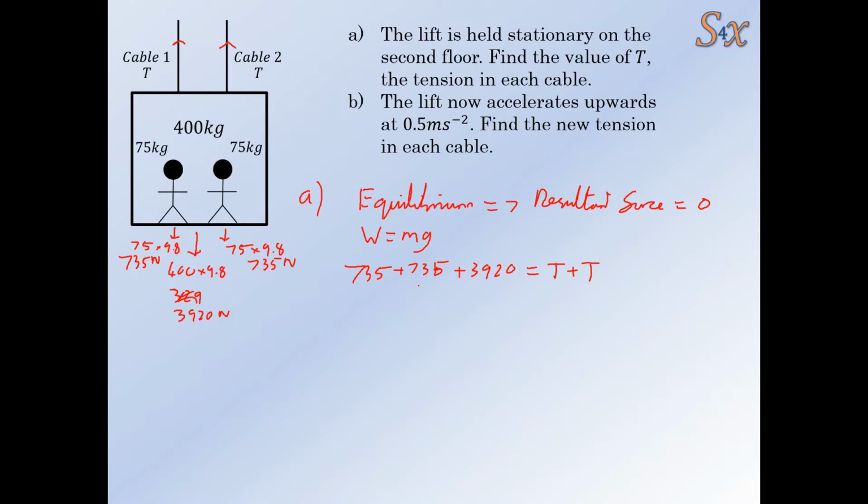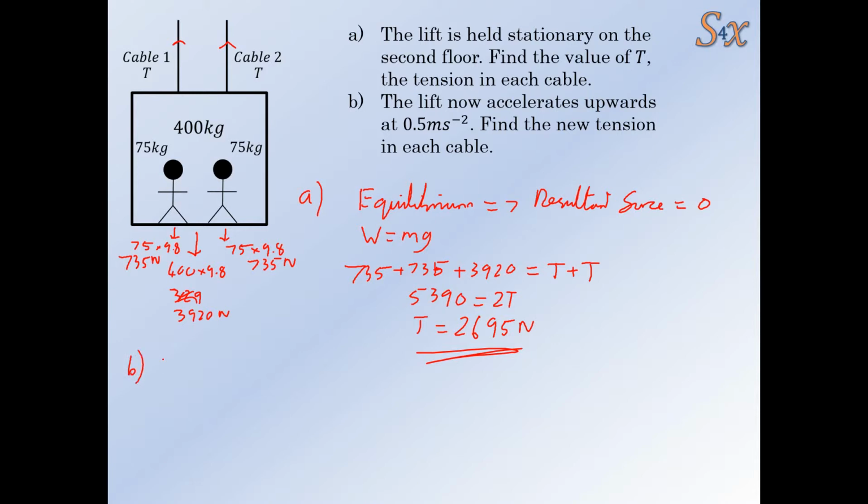If I add all these numbers together on the left-hand side, I get 5,390 newtons, and that's going to be equal to 2T, because there's two cables and there's T tension in each cable. So the tension is going to be half of that, so each cable has a tension of 2,695 newtons, just to keep the lift still.